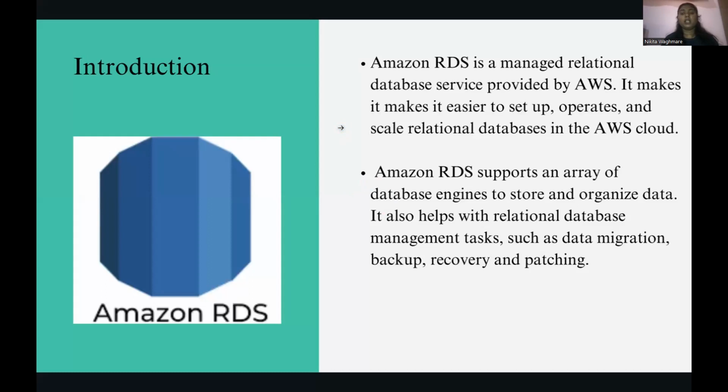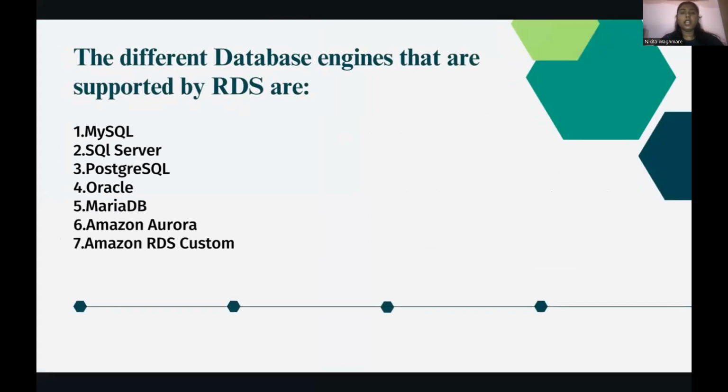Introduction. Amazon RDS is a managed relational database service provided by AWS. It makes it easier to set up, operate, and scale relational databases in the AWS cloud. It supports an array of database engines to store and organize data. It also helps with relational database management tasks such as data migration, backup, recovery, and patching. The different database engines supported by RDS are MySQL, SQL Server, PostgreSQL, Oracle, MariaDB, Amazon Aurora, and Amazon RDS Custom.